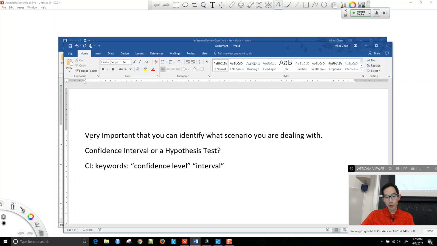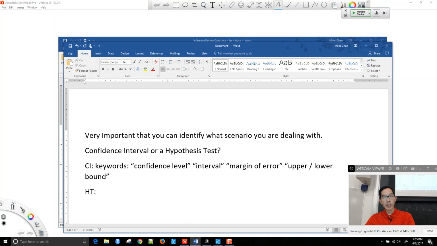But other keywords would be things like the margin of error. Margin of error will also be another indicator, okay? Or you might see things like the upper or lower bound, okay? Those would also be indicators that you are dealing with a confidence interval. So if you see anything about the upper bound or lower bound, these would all be indicators that the problem you have is a confidence interval problem.